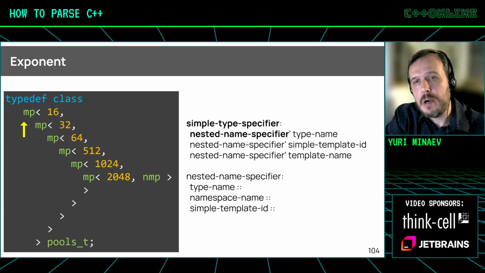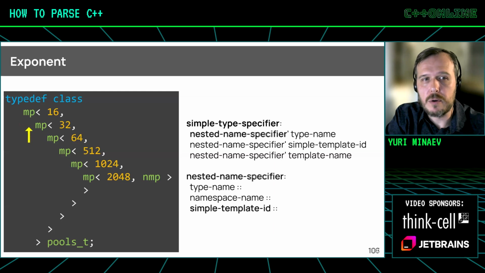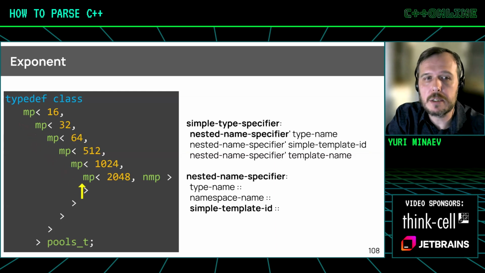We go left to right, top to bottom. We go into nested name specifier. We go into the parameters of the arguments of the template, which are used to instantiate it. Eventually, we get into the simple template ID here. And it goes on and on. And finally, at some point, we get to the very bottom.